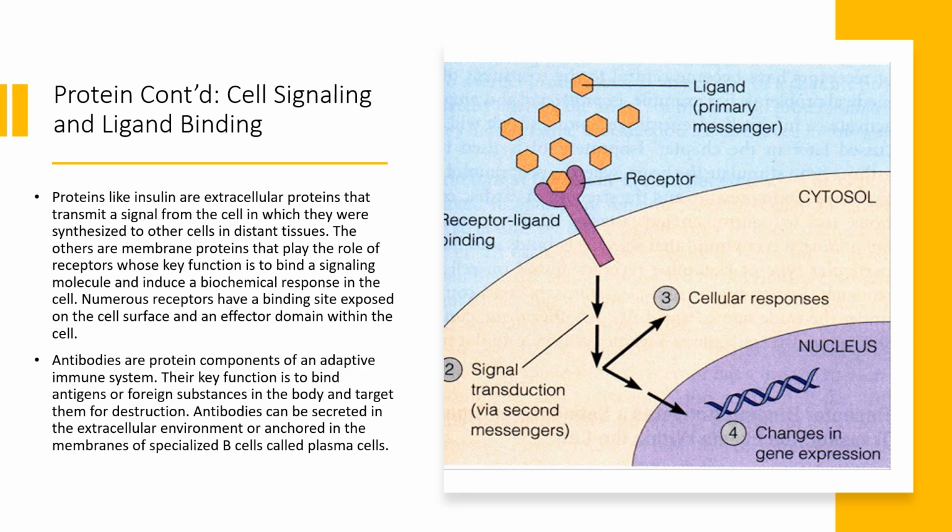Antibodies are protein components of an adaptive immune response. Their key function is to bind antigens and foreign substances in the body and target them for destruction. Antibodies can be secreted in the extracellular environment or anchored in the membranes of specialized B cells called plasma cells.